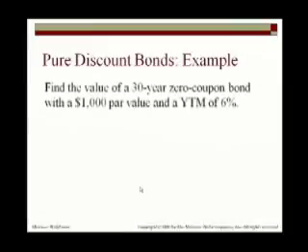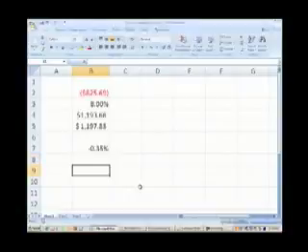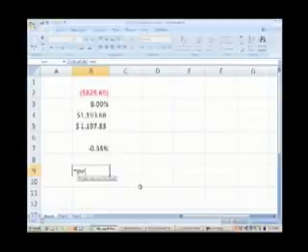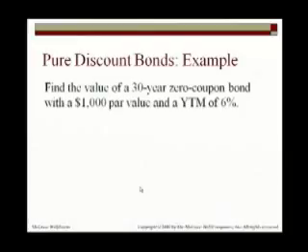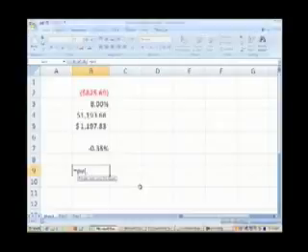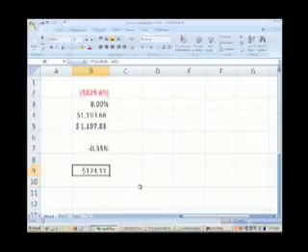Here's an example. Find the value of a 30-year zero coupon bond with a $1,000 par value and a yield to maturity of 6%. Now, if you were doing this on a spreadsheet, you would just say, well, look, I just want the present value, and the rate is going to be 6%, and we're going to have 30 years, and there's no payment, so I'm just going to skip it and have 1,000 for a future value. And you'd say, well, this bond sells for $174.